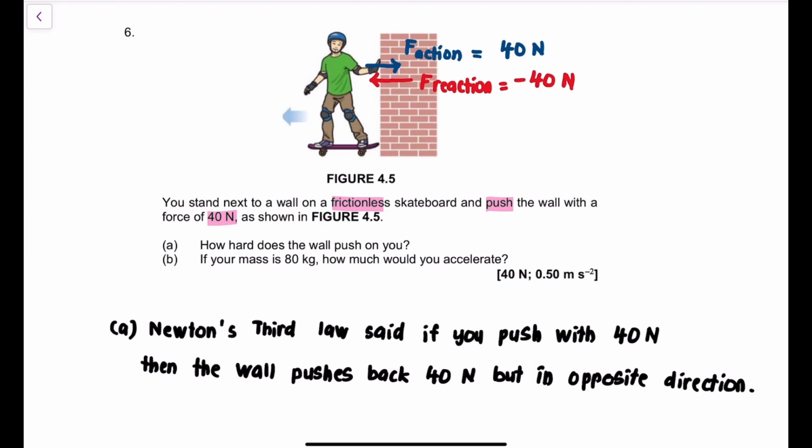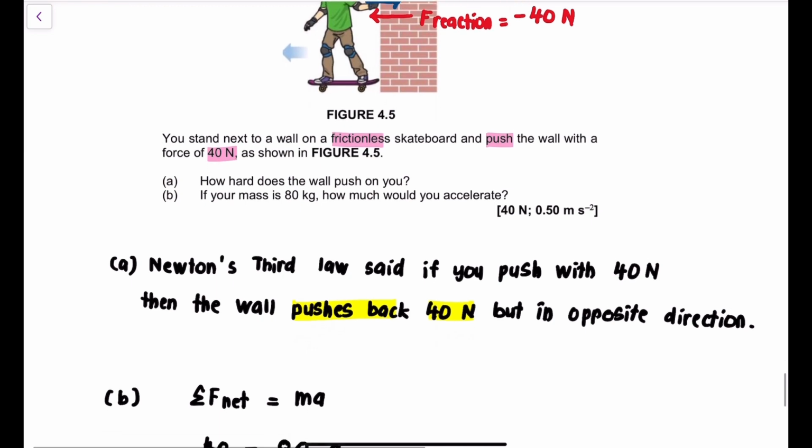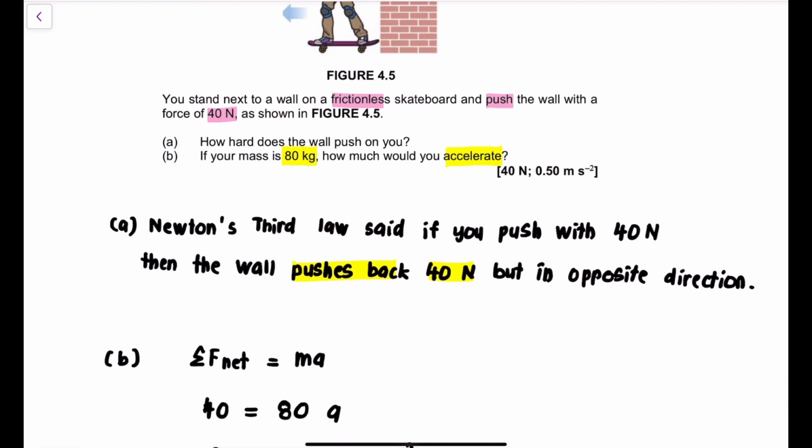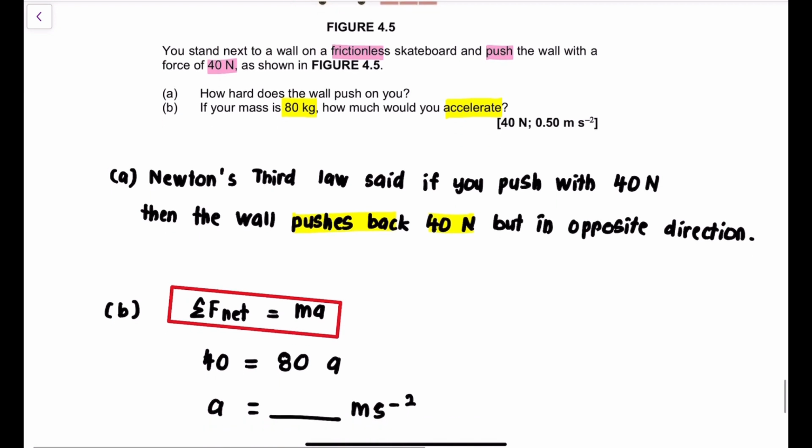How hard does the wall push on you? Basically, from Newton's third law, when you push with 40 Newton on the wall, the wall pushes back with 40 Newton but in the opposite direction. Question B. If your mass is 80 kg, how much would you accelerate? So refer to F net equals ma. Then substitute the value of the mass and the value of the force. Then determine your acceleration.